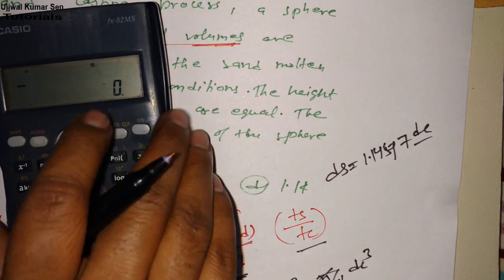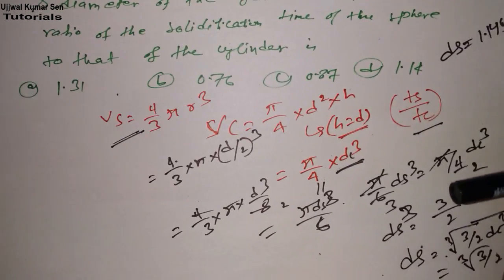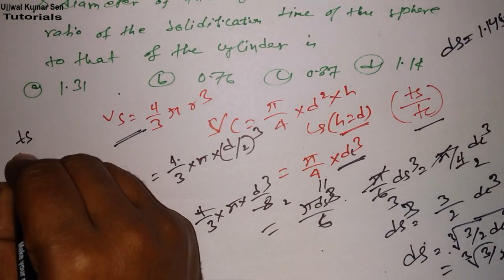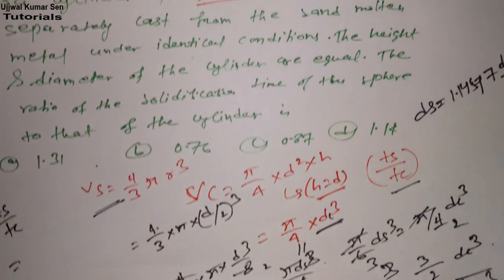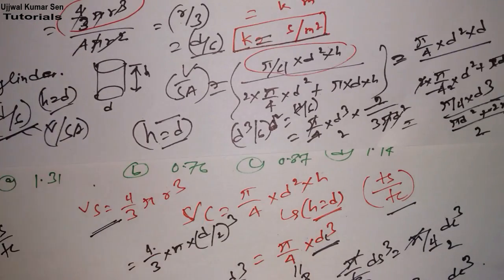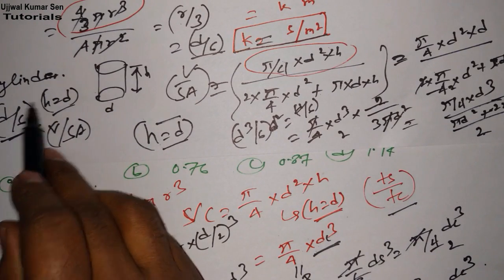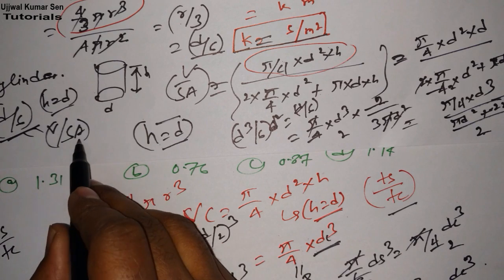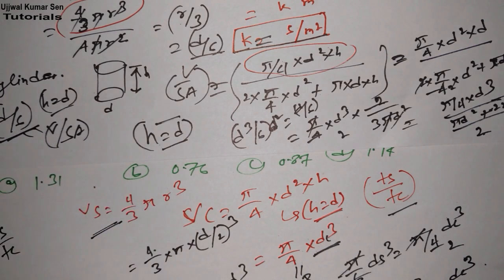Now what we have to do is find out ts by tc. Now I have already shared with you the relation. What will happen in case of cylinder? If h is equal to d, then volume by surface area ratio is equal to d by 6.